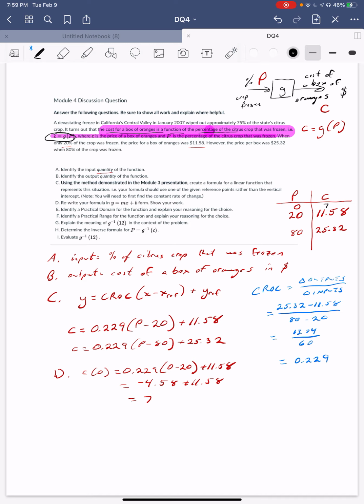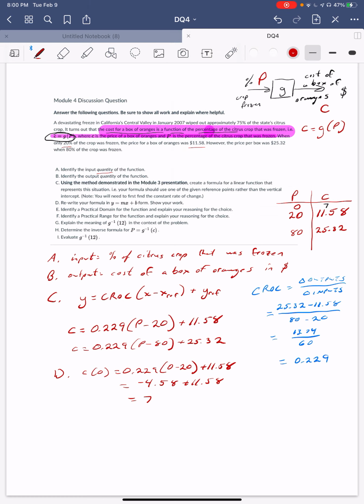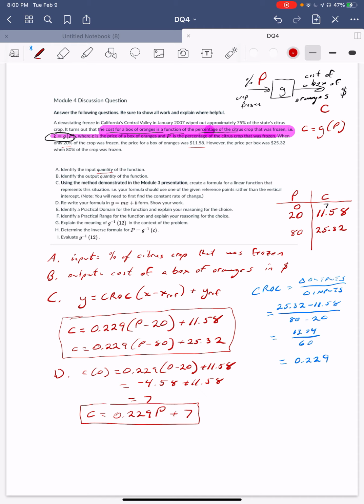box of oranges. So I am going to rewrite my formula now because that's what Part D asked me to do. And so I will come up with the equation C equals, the CROC is still 0.229 times P plus 7. So either one of these is using one of the reference points other than the vertical intercept. If we want to use the reference point that is the vertical intercept, then we have this formula.